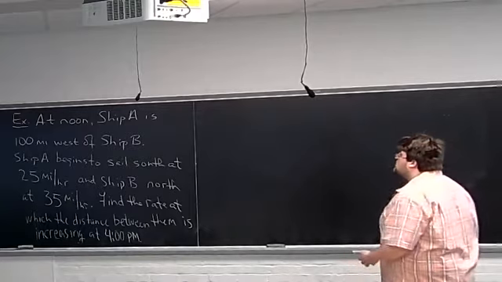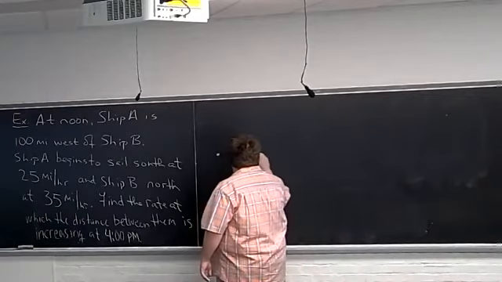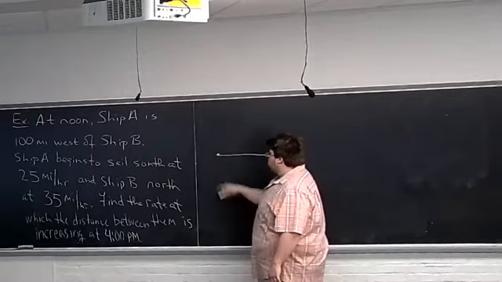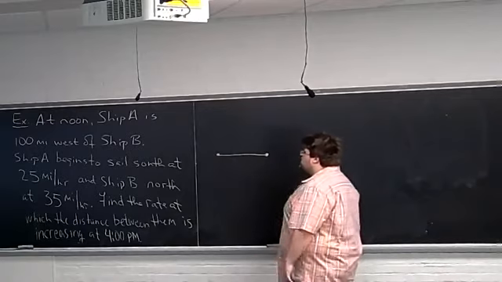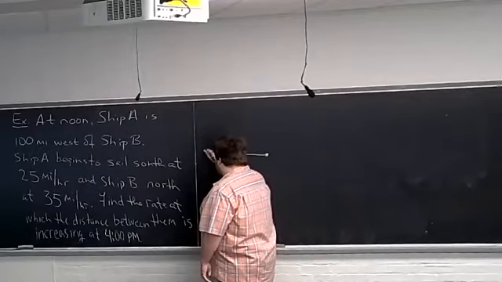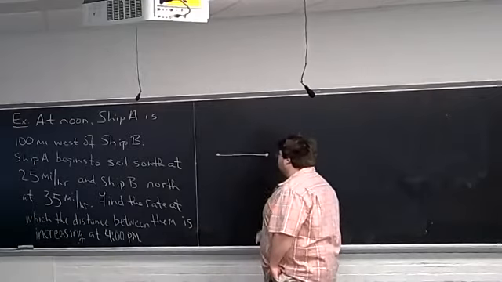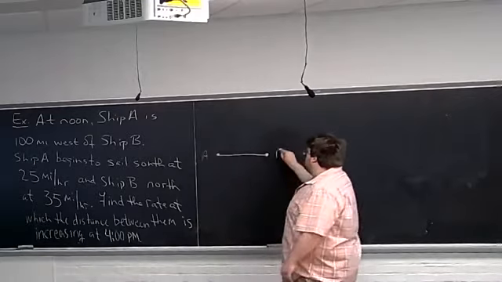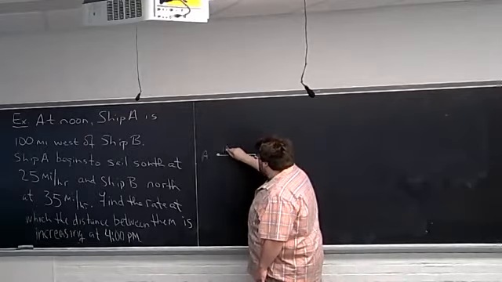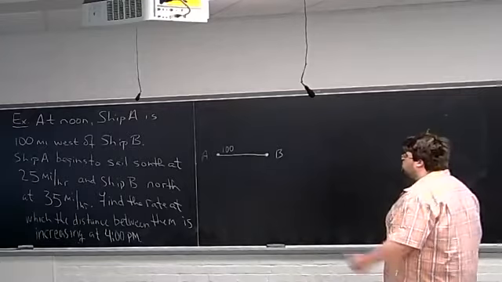So here, let's draw a picture. At noon, ship A is 100 miles west of ship B. Here's the situation at noon. Ship A, we'll say, is over here. I'm going to eventually use X and Y and eventually C, so I don't really want A and B all over the place. So here's the situation at noon, and they are 100 apart. I'm going to put the 100 over there. We'll see why in a moment.